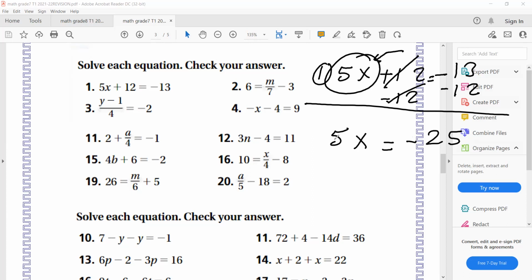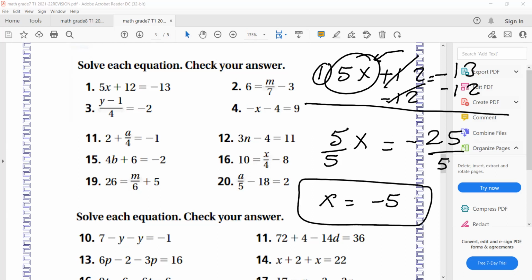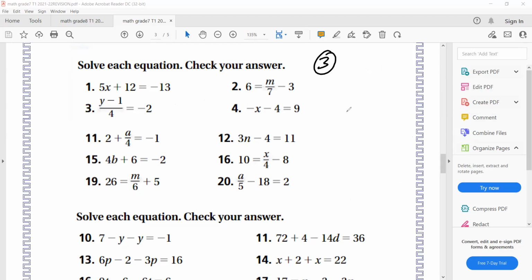5x. How can I remove 5? We remove 5 by dividing here and dividing here. So 25 over 5 equals 5. Don't forget the sign, my dear. Negative over positive, negative. Okay? All this is very easy. Number 3, how can I solve number 3?